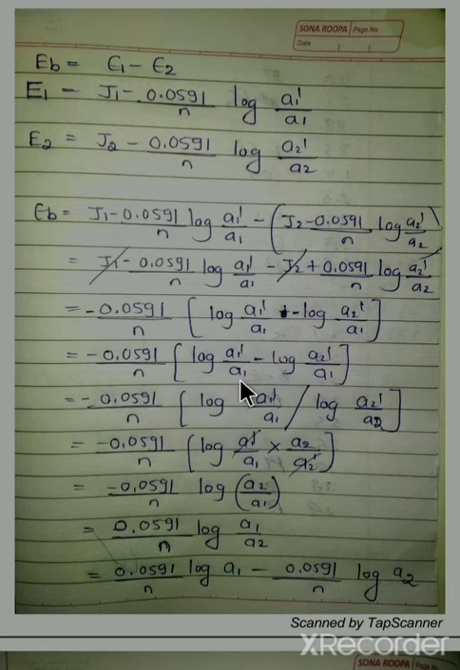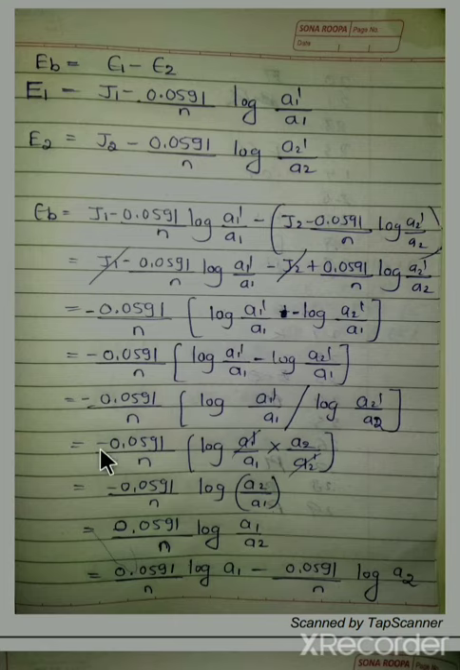In the next step, consider this equation. Here it is log a minus log b. So how can you write log a minus log b? That is a very basic mathematical logarithm rule: log a minus log b can be written as log of a by b. You write the common thing as it is, and this is log a and this is log b. So we have written it as log of a1 dash divided by a1, whole divided by a2 dash divided by a2.